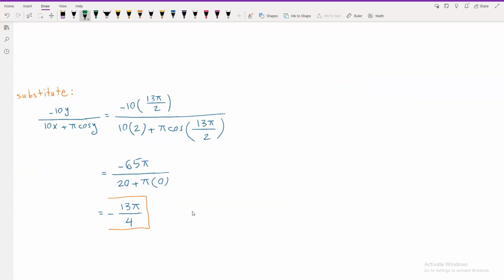Now that we have our slope, we can find the line that is tangent to the curve at 2, 13 pi over 2. So here we have y minus 13 pi over 2 is equal to our slope, negative 13 pi over 4 times x minus 2. So y is equal to negative 13 pi over 4 times x plus 13 pi.